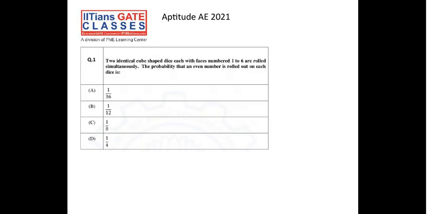Here's the first question. Two identical cube-shaped dice, each with faces numbered 1 to 6, are rolled simultaneously. The probability that an even number is rolled out on each dice is.